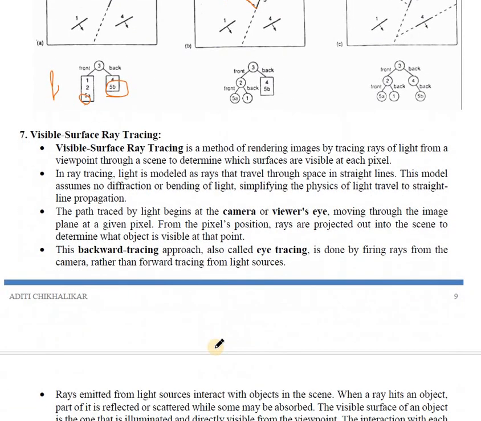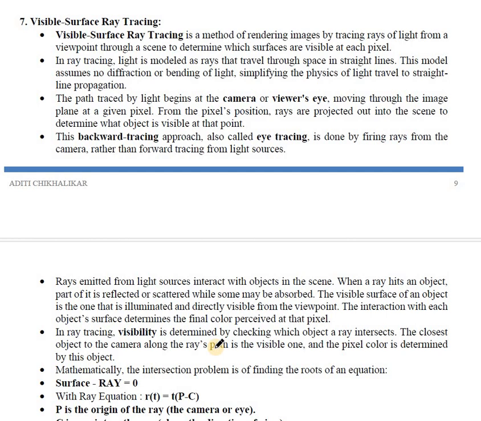Simple. The last one we have is visible surface ray tracing. So we try to trace the light which begins at the camera or viewer's eye and moves through an image plane at a particular given pixel. From the pixel's position, the rays are projected out into the scene to determine which object is visible at that point. This backward tracing approach is called eye tracing, which is done by firing rays from the camera rather than forward tracing from the light source. In forward tracing we go from the light source, but here we start from the camera and go to the image.